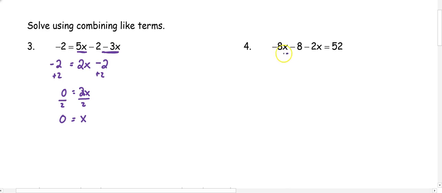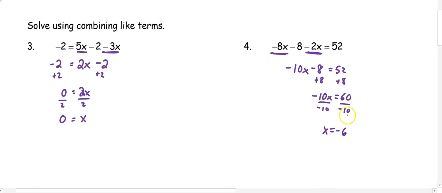Number 4, we have negative 8x minus 2x, which gets us negative 10x minus 8 equals 52. So to solve for x, we're going to add 8 on both sides. Negative 10x equals 60. Divide by negative 10. So x is negative 6.